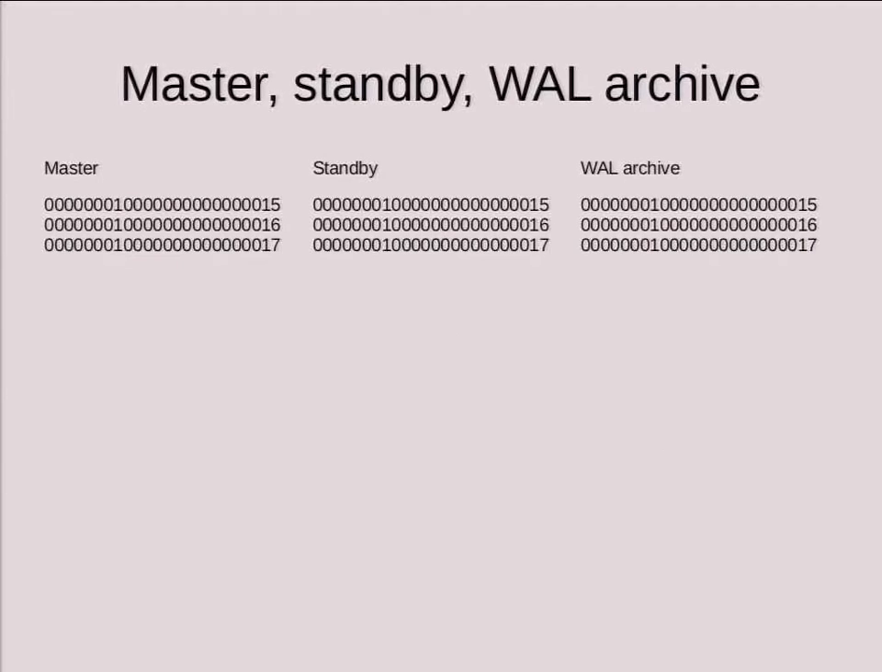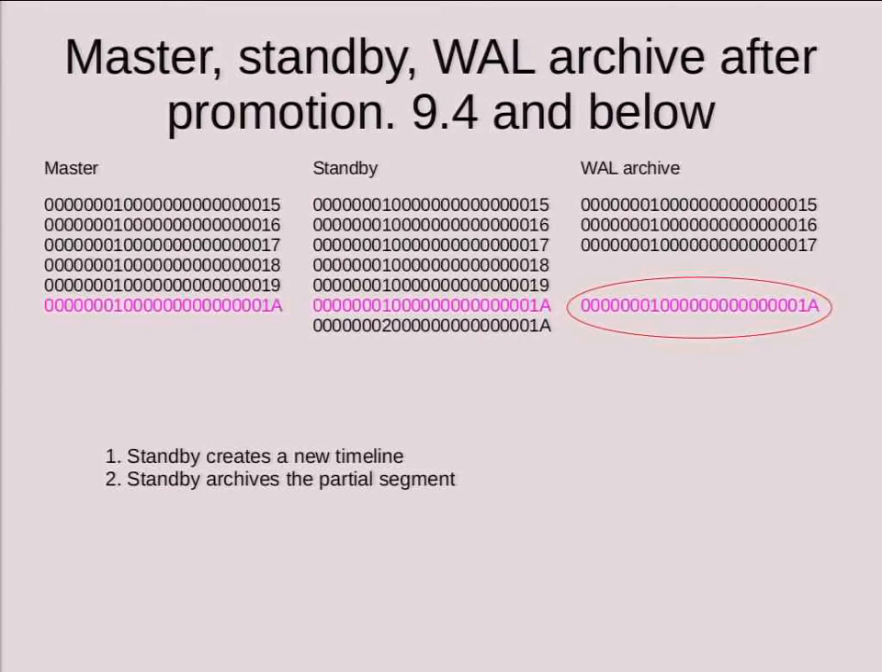So you have this situation. You have your master server and you have these three WAL files there. You have the standby server and you have streaming replication set up and you streamed all of these three files to the standby. And you also have the WAL archive. The master has called archive command for all of these three files, and they're all on the archive. So they're all in sync.